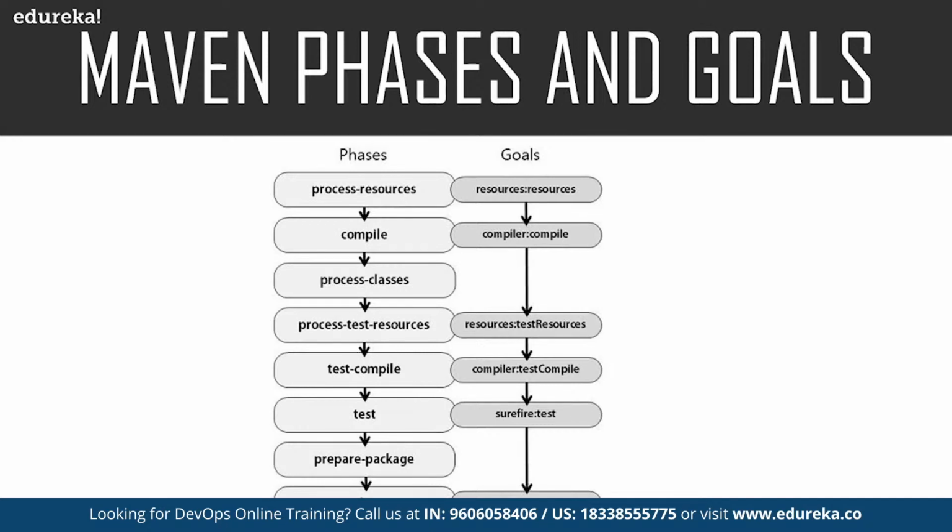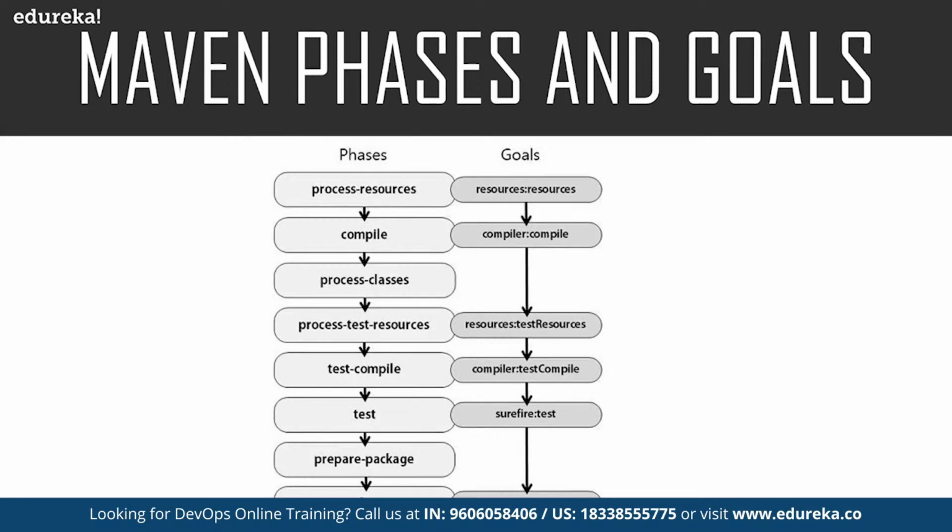Now let us talk about the Maven goals. Each phase is a sequence of goals and each goal is responsible for a specific task. When we run a phase, all goals bound to this phase are executed in order. Now let us have a look at some of the phases and default goals bound to them. As you can see in this diagram, this is the format of specifying the goals. The compiler is a plugin and compile is a phase. The compile goal from the compiler plugin is bound to the compile phase.